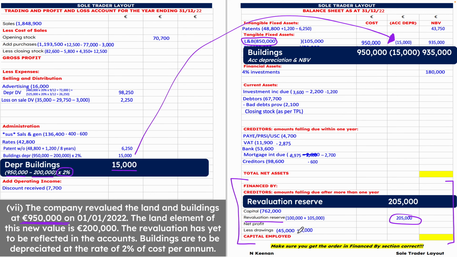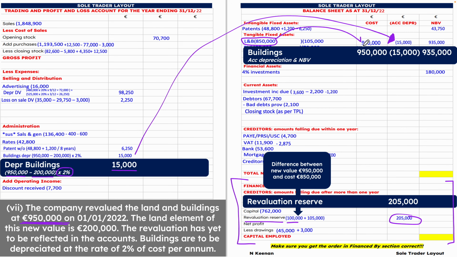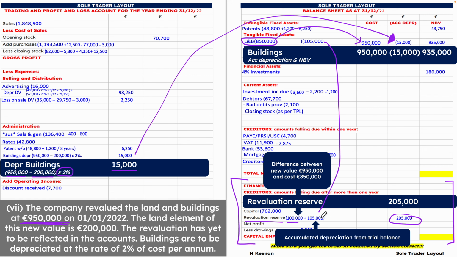How did we get this figure? Well, the 100,000 is the difference between the 850 that it was worth in the trial balance and the 950 cost that it has now. And they are adding back in the 105,000 euro there as well. So that is 205,000 altogether. So that is how you do the reval reserve. So that's adjustment number 7 done.